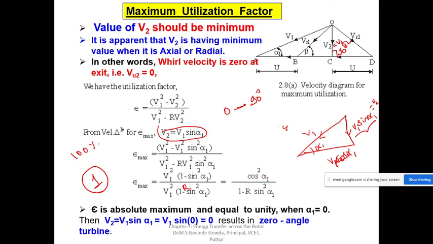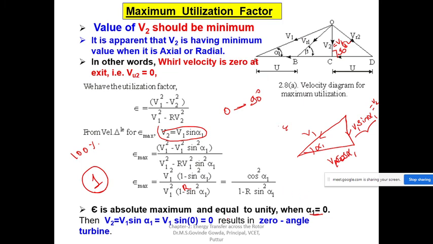Now for maximum, what should it be? This has to be 90 degrees, if this has to be 0 degrees. If cos 0 is maximum, what is the value of cos 0? Cos 0 is 1. So for that reason, our alpha 1 should be equal to 0.